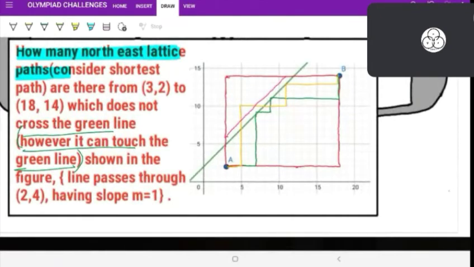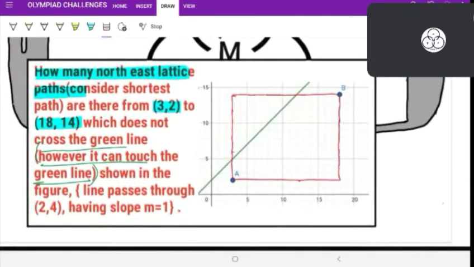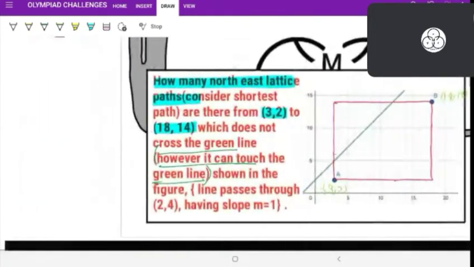Now we want the paths from 3, 2 to 18, 14, which don't cross the green line. What's the green line here? See, this is the green line. This point is 3, 2, and this is 18, 14. The path shouldn't cross the green line. However, it can touch the green line.